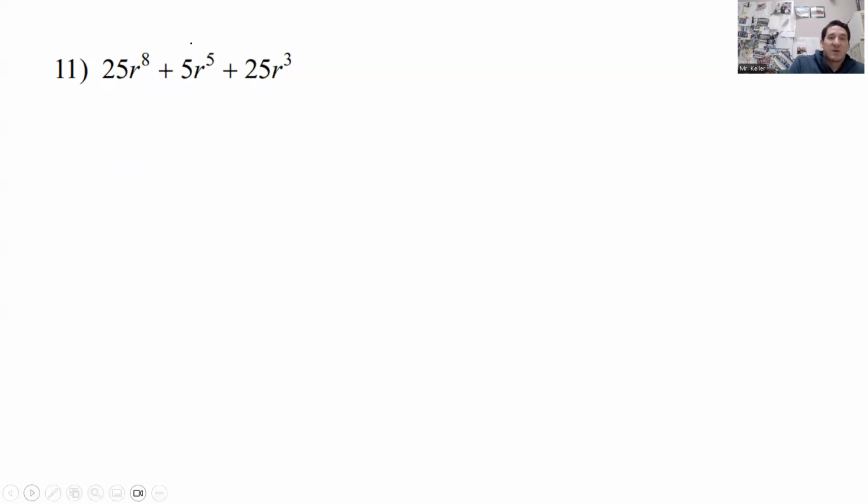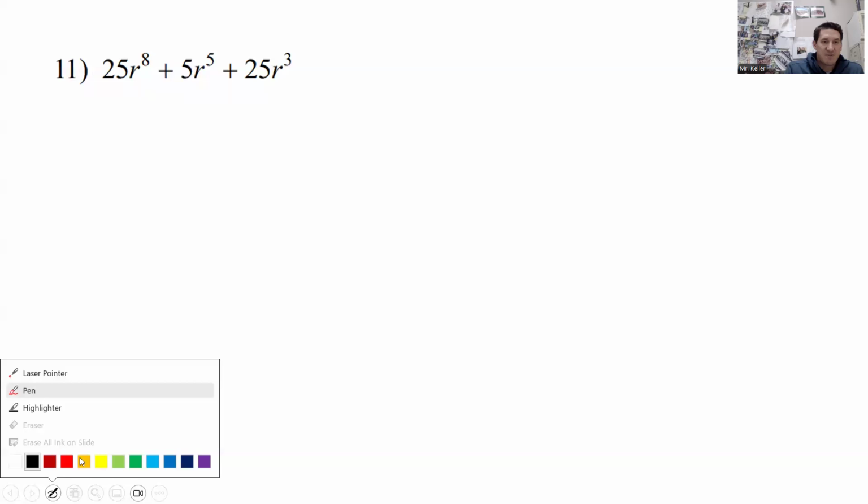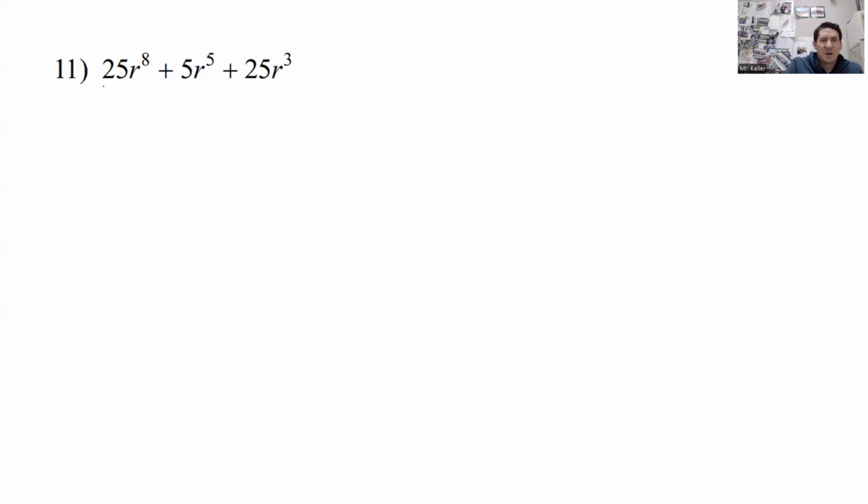One more. We'll do this one because each term does have a variable. So here, it's helpful to look at the numbers first. What's the largest number that divides 25, 5, and 25? Those all have a 5 in common, so I can divide out a 5. Then R to the 8th, R to the 5th, R to the 3rd.